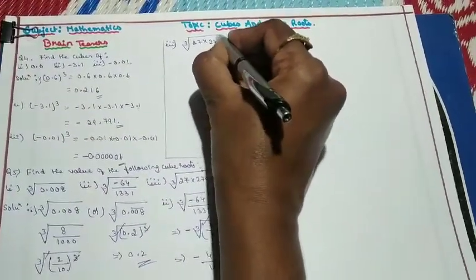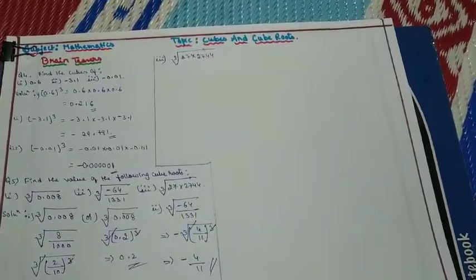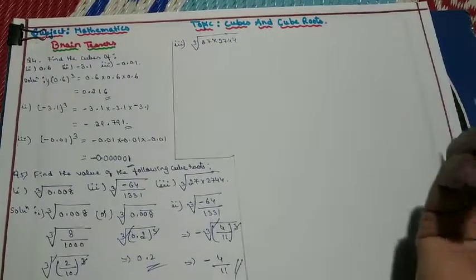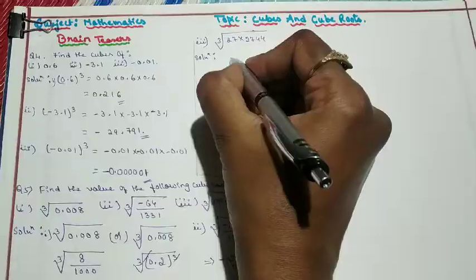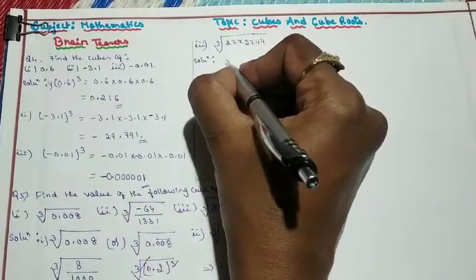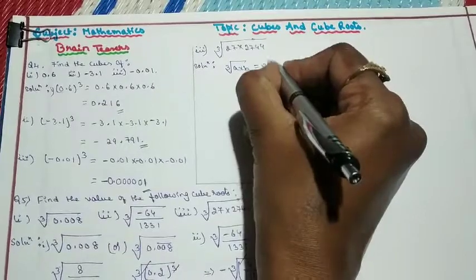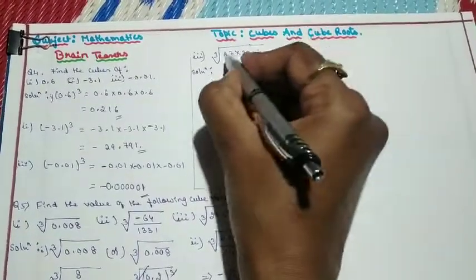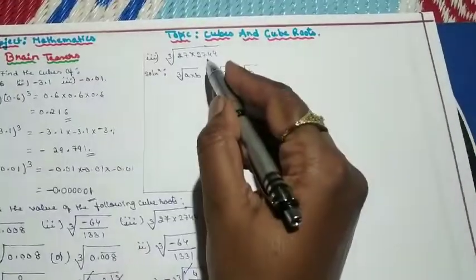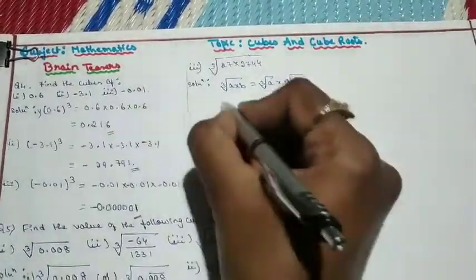2744. Here we know that 27 is a perfect cube, whereas 2744 we do not know, but that can be found by using the prime factorization method. So here we know that cube root of a into b is nothing but cube root of a into cube root of b, because we know that a is a perfect cube. Then to know whether b is a perfect cube or not, we need to check by doing the prime factorization method.